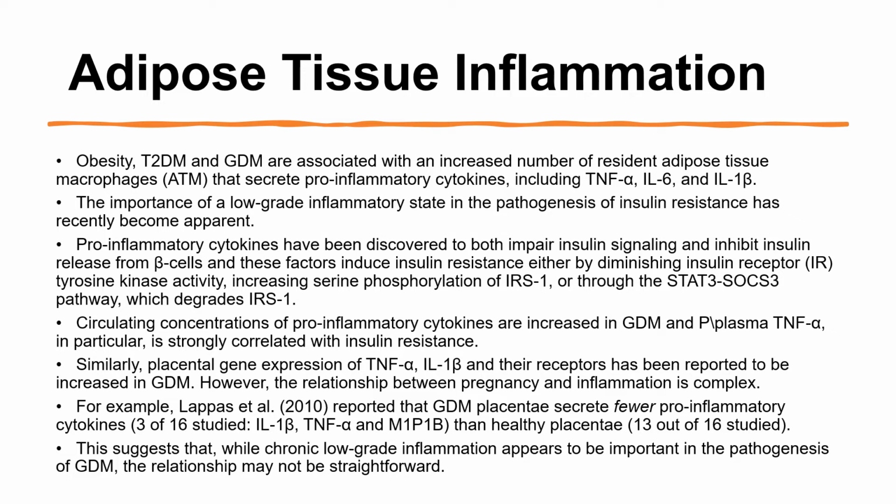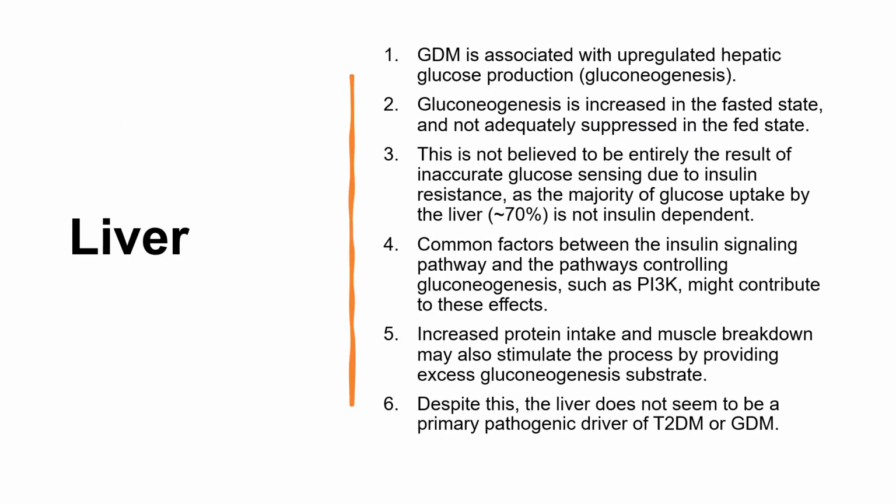For example, Adipose et al. reported that GDM placenta secrete fewer pro-inflammatory cytokines than healthy placenta. This suggests that while chronic low-grade inflammation appears to be important in the pathogenesis of GDM, the relationship may not be straightforward. Now, fifth is the liver.